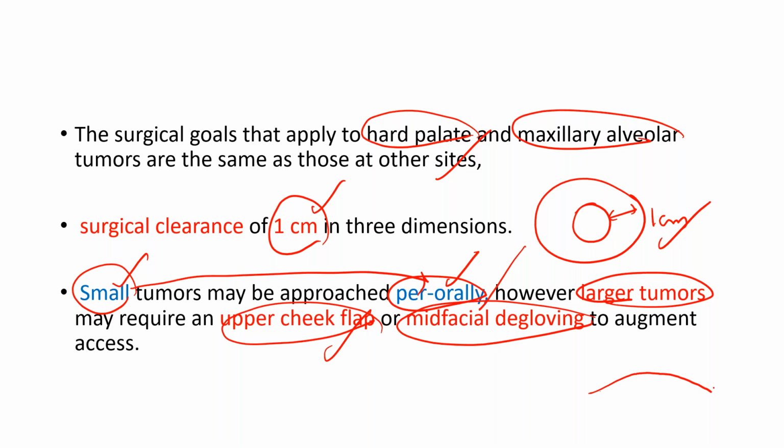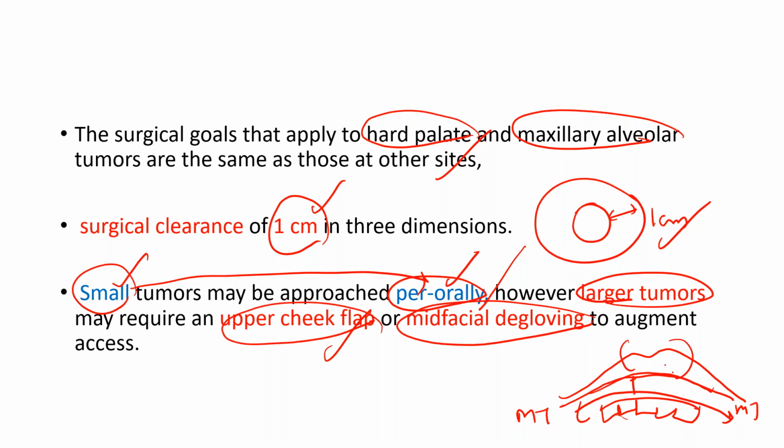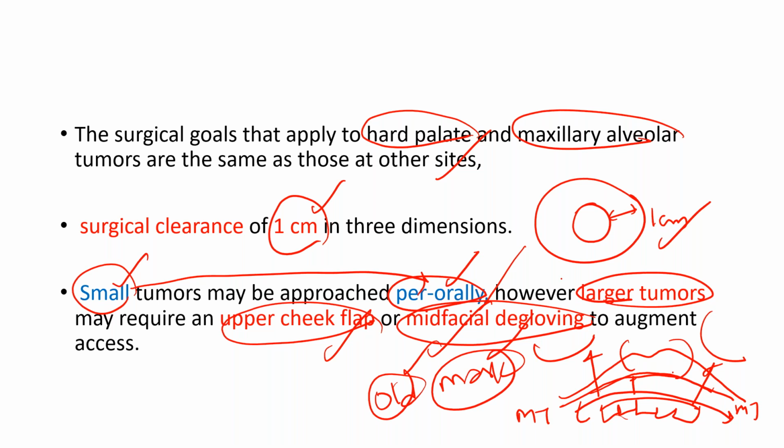So what is midfacial degloving? This is the upper lip, this is the upper jaw. You have to take an incision from maxillary tuberosity to maxillary tuberosity, and you have to go like this. There will be the nasal aperture here. You will be going up and up like this till the level of the orbit. This is called midfacial degloving. Like old generation movies, they wear a mask, so you have to remove this facial skin like a mask.